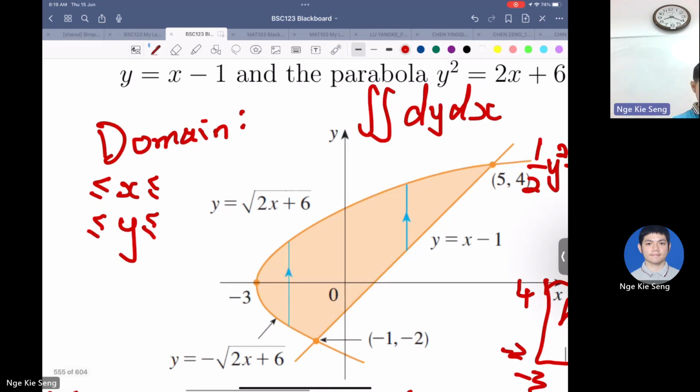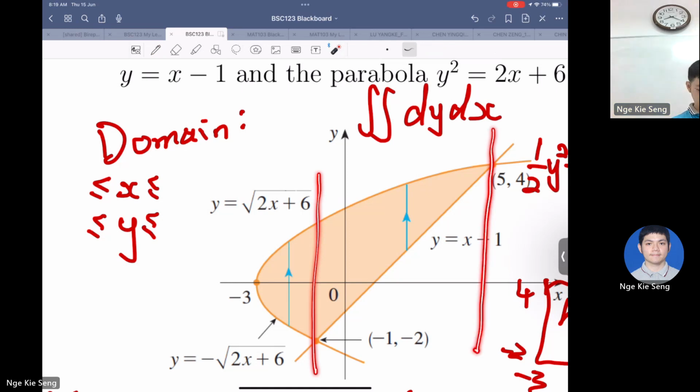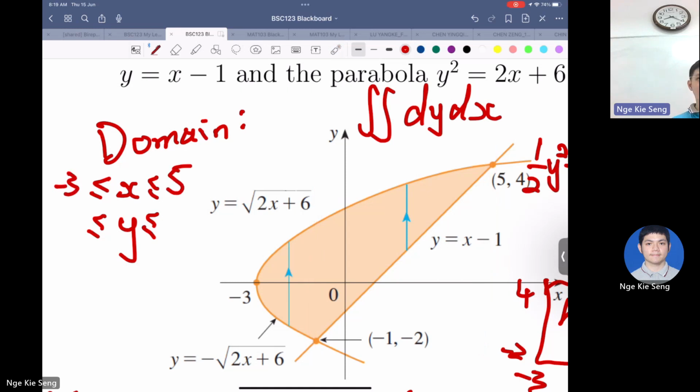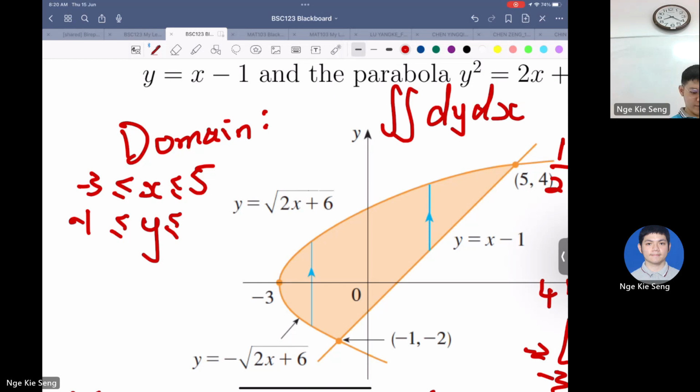-1 to 5. Why? So -1 to 5 just covers this part, right? Okay, -3 to 5. How about y? From where to where? Minus x until where? Square root. Square root plus 6. This one.